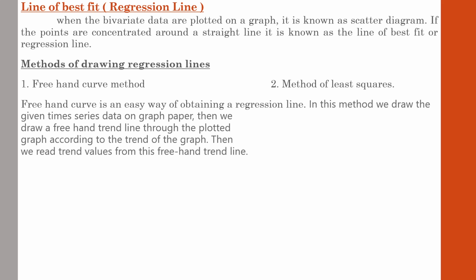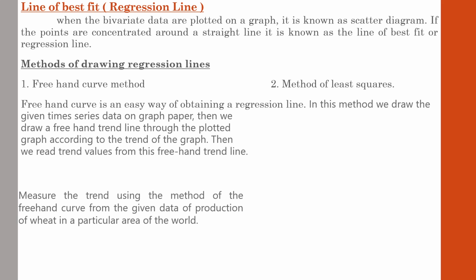This line is fitted merely by inspection and no mathematical accuracy is measured. That is why it is known as freehand curve. There is no formula or statistical criteria for drawing that regression line, and it is merely based on judgment. So let us discuss the same with an example, then we will get a clear picture.